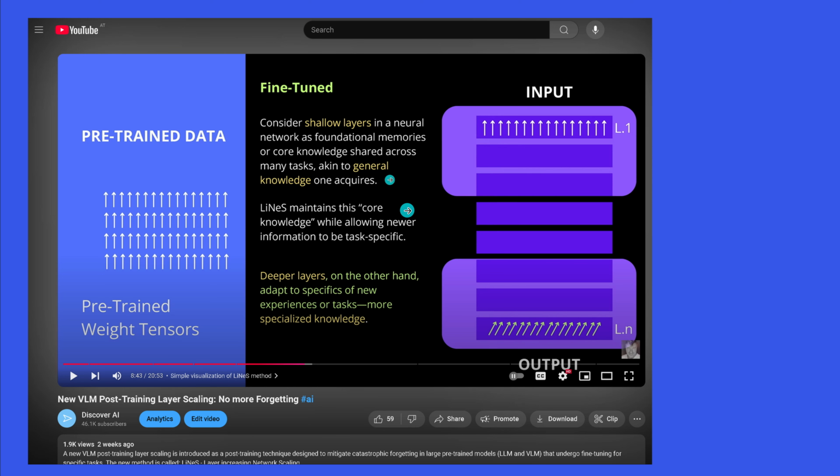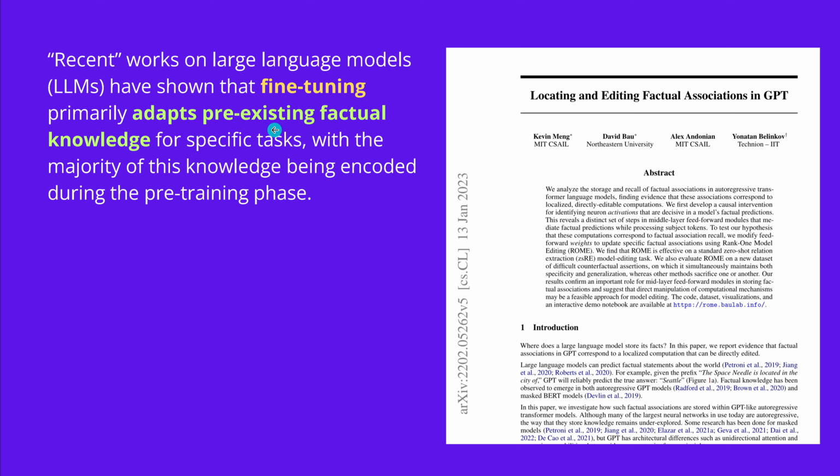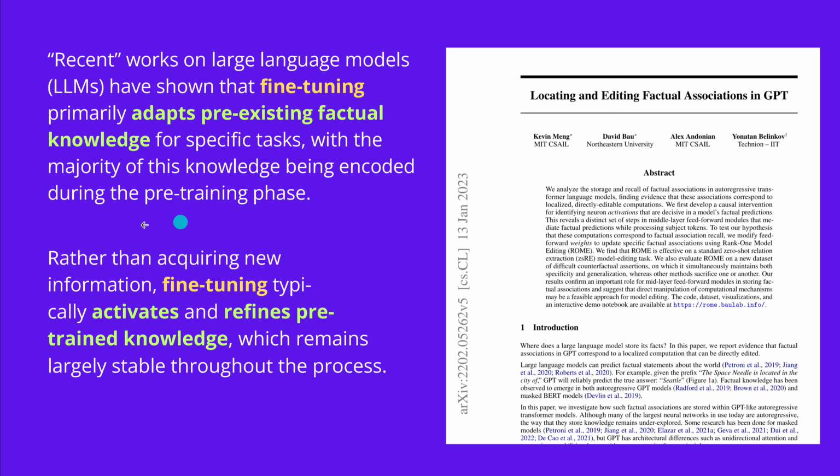We have recent works, 2023, on LLMs that show that fine-tuning primarily adapts the pre-existing factual knowledge for a specific task, with the majority of this knowledge being encoded during the pre-training phase. So let me be clear, what is not encoded in structure, in complexity, in reasoning, in the pre-training phase of your LLM, you can't add later on in the fine-tuning phase. And to make it even more clear, rather than acquiring new information, fine-tuning, as a result of this study at MIT, typically activates and refines the pre-trained knowledge, which then remains largely stable throughout the process.